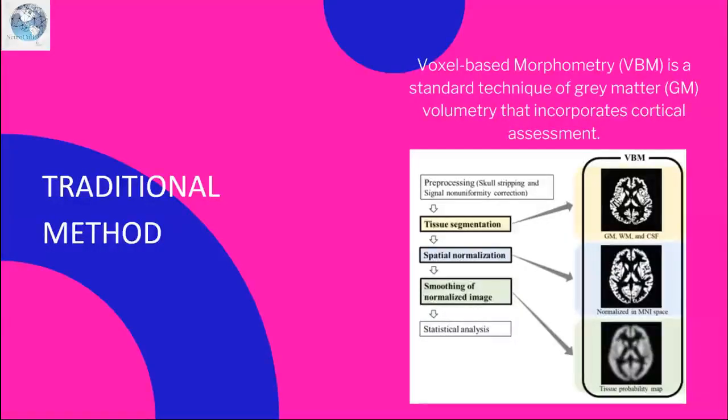For traditional method, I would say voxel-based morphometry, VBM, is a standard technique of gray matter volumetry that incorporates cortical assessment. As you can see here, the pre-processing, including skull stripping and signal non-uniformity correction, tissue segmentation, spatial normalization, smoothing of normalized image, and lastly, statistical analysis. VBM has been applied to investigate a wide range of neurological and psychiatric disorders, such as Alzheimer's disease, schizophrenia, and depression. Typical VBM method of skull stripping and signal non-uniformity correction as pre-processing phases, followed by tissue segmentation, spatial normalization, and the following steps that I'm showing here.